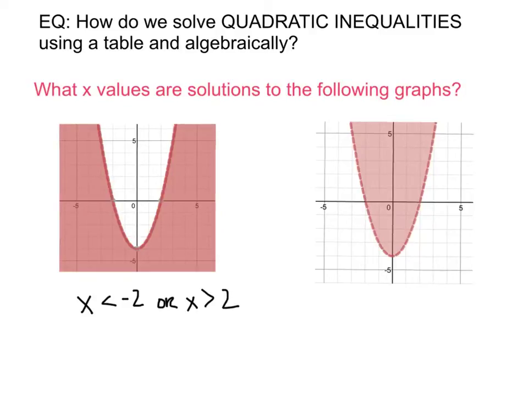We know it's just less than because it's a dashed graph, right? So this is all from graphing quadratic inequalities. On the second graph, all of my solutions are trapped in between those two critical values. So all of the x's are greater than -2 and less than 2. So -2 is less than x, and x is less than 2.